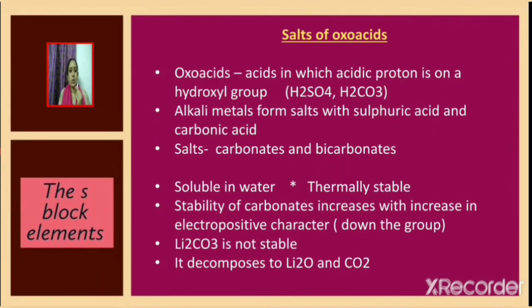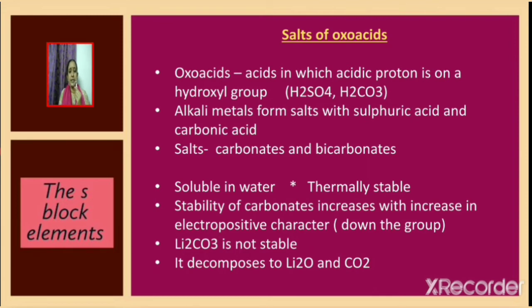Salts of oxoacids. What are oxoacids? These are acids in which the acidic proton is on a hydroxyl group. Different oxoacids are sulfuric acid and carbonic acid, H2CO3. So, alkali metals form salts with both sulfuric acid and carbonic acid. The salts are known as carbonates and bicarbonates if the oxoacid is carbonic acid H2CO3. These salts are soluble in water and they are thermally stable.